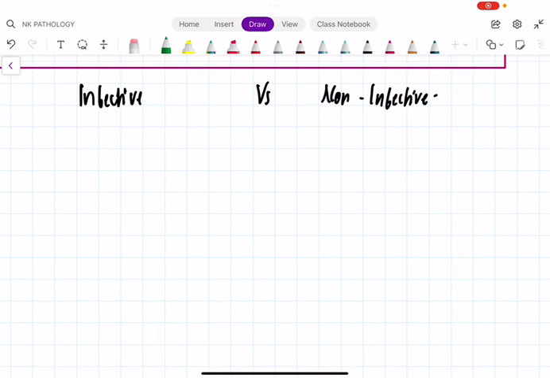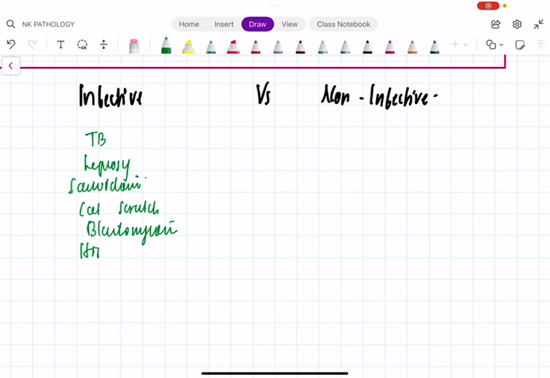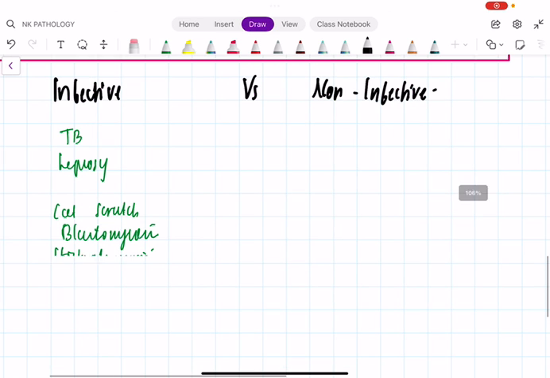In infective versus non-infective, of course, the same examples I have mentioned: TB, leprosy, sarcoidosis, cat scratch, blastomycosis, histoplasmosis, all these are infectious. And from this you can also understand that we have some non-infective causes. Sorry, sarcoidosis is not infective, it is a non-infective one. Sarcoidosis is non-infective.